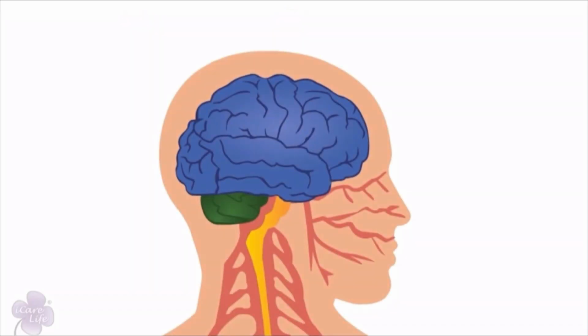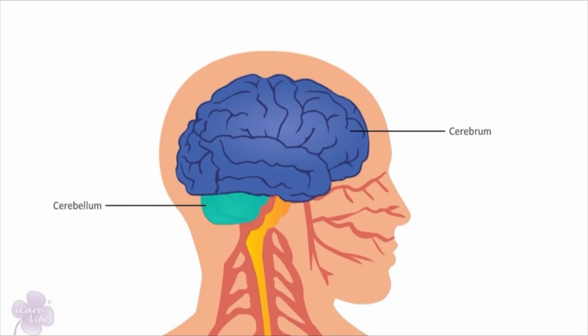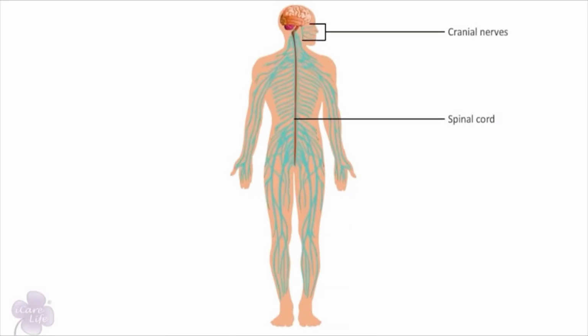The parts of the brain are cerebrum, which controls the sense organs, movement, speech, learning, imagination, intelligence, and memory. Cerebellum, which controls the movements of the muscles. Brainstem, which controls the autonomic actions. The brain is connected to the spinal cord and cranial nerves. The spinal cord is attached to the brain and 31 spinal nerves.